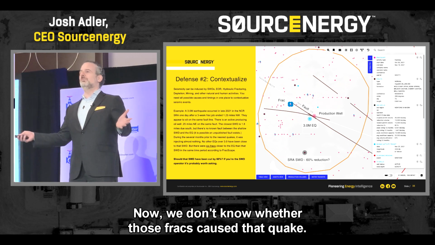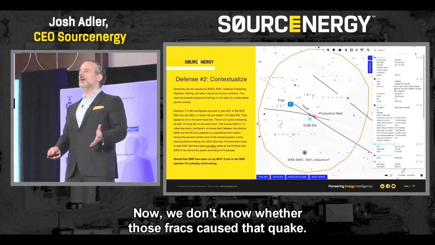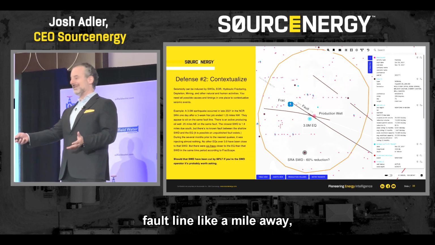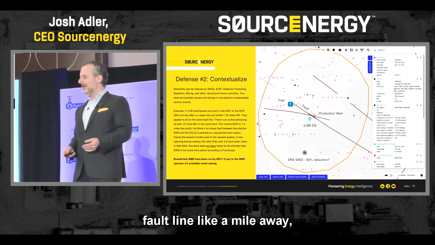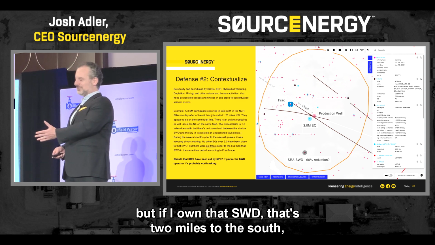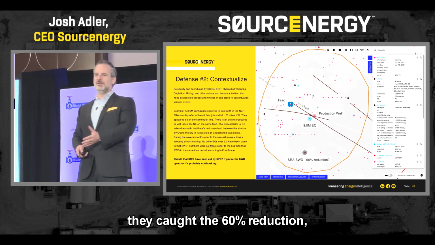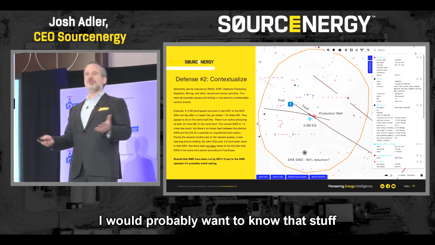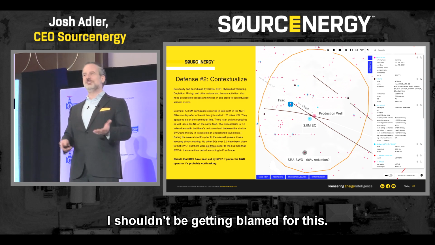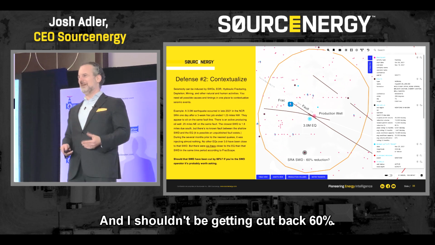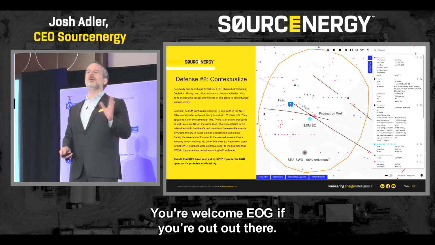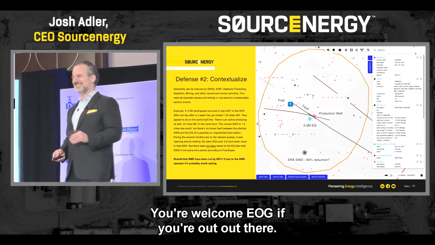Now, we don't know whether those fracs caused that quake. They might have nothing to do with it at all, although this one is sitting right on top of that same fault line, like a mile away. But if I own that SWD that's 2 miles to the south that got the 60% reduction, I would probably want to know that stuff and be able to point it out when I argue to the Railroad Commission, I shouldn't be getting blamed for this and I shouldn't be getting cut back 60%. This makes sense in no way, right? You're welcome, EOG, if you're out there.